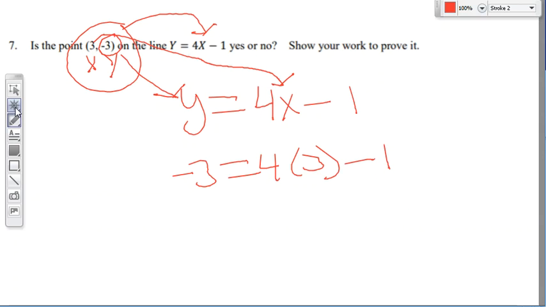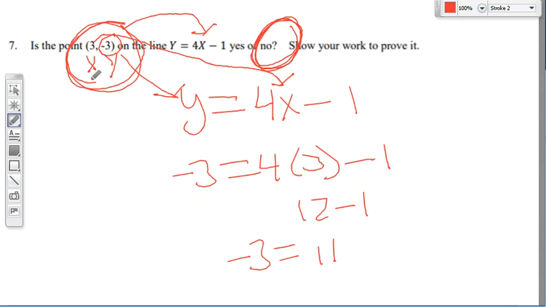And now we figure out if this makes a true statement or not. 4 times 3 is 12. 12 minus 1 is 11. Negative 3 does not equal 11. So the answer is no. Okay? This point is not on the line because when we plugged the ordered pair in, it did not make the equation true.